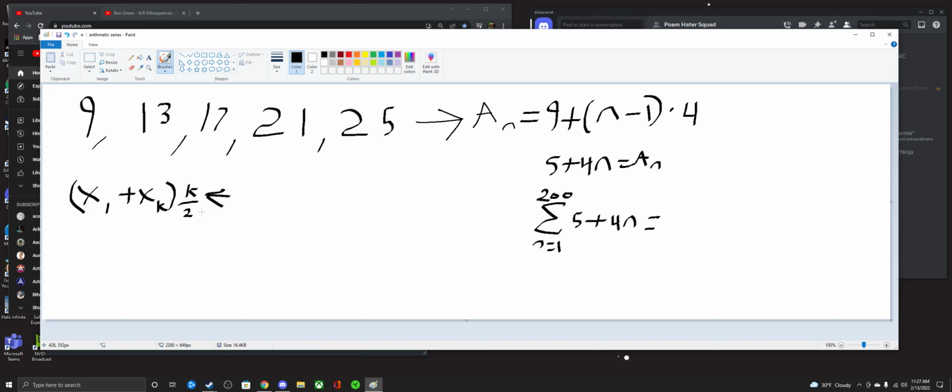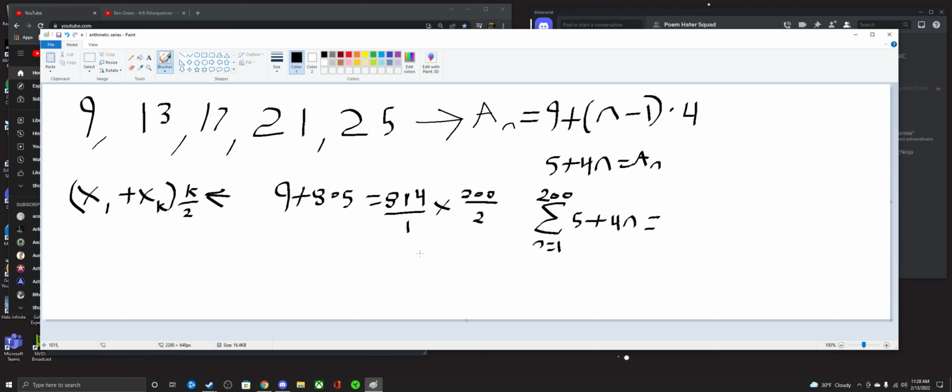So we have x1, our first term, plus xk, our last term, times k over 2, which is just the number of terms over 2. We know our first term, so we have 9 plus, now we don't know our 200th term, so we have to plug that in. 200 times 4 is 800, plus 5, that's 805. So 9 plus 805 equals 814. And then we multiply that by 200, because that's how many terms we have, over 2.